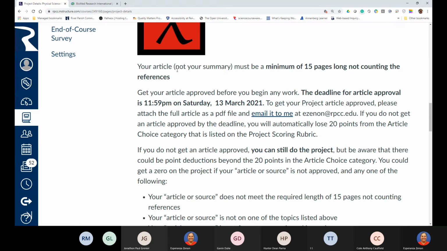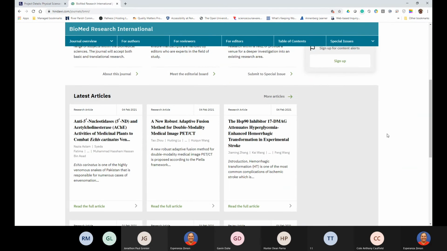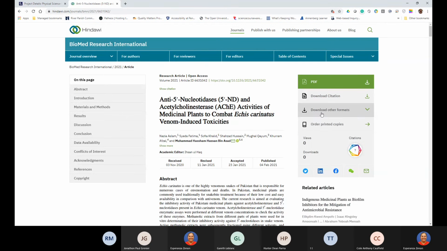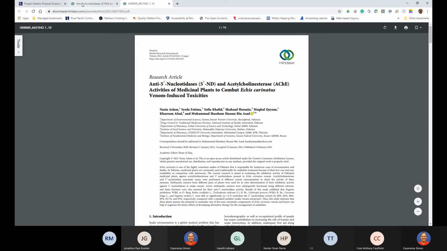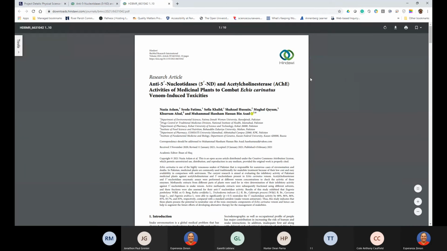Okay. So your article, the thing you're looking for, has to be a minimum of 15 pages long, not counting the references. So let me show you what I mean by that. Okay. So here's an article, for example. How are you going to know how many pages? Well, you got to download it, and you can download it free. All you do is click on that little PDF button. You can download it. And notice it tells you how many pages long it is right up there at the top. This is 10 pages long.